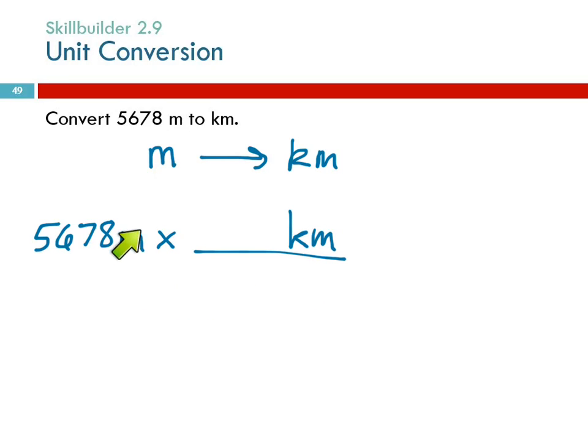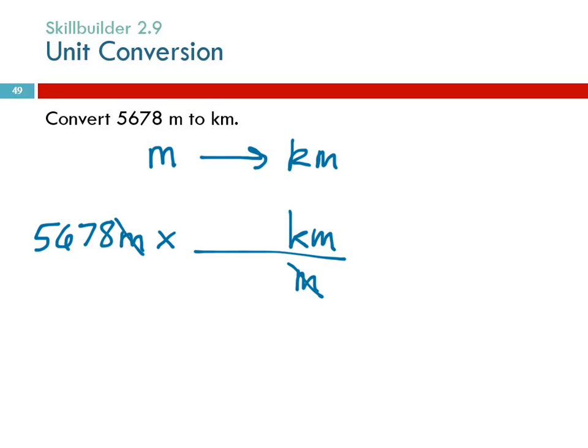Meters. This unit needs to be on the bottom because I want it to go away. So I'm going to put meters down there. And then I encourage you to actually draw the lines and cross the units out. So now my units are right. I'm going to end up with kilometers, which is what I was trying to do.